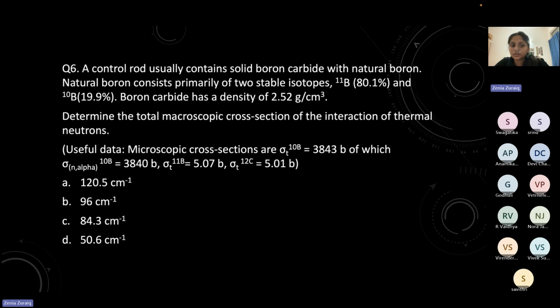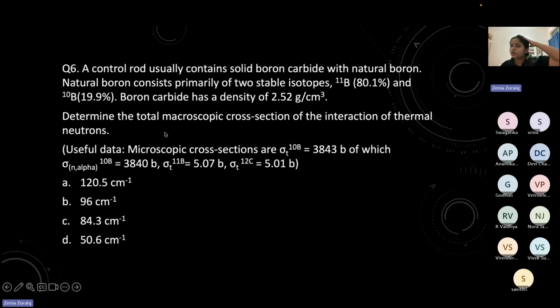Okay, so here's another question which seems to be long, but it's actually straightforward, but it is a long question to solve. A control rod has solid boron carbide made with natural boron. Natural boron consists of two stable isotopes, boron 11 and boron 10, in some percentage. And boron carbide has a density of this. So you want to find the total macroscopic cross section of the interaction of thermal neutrons.